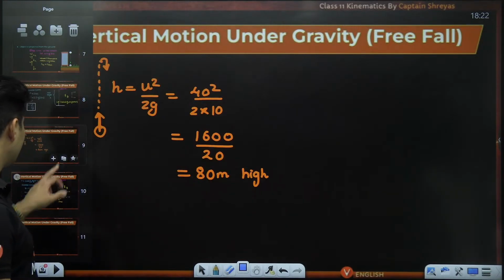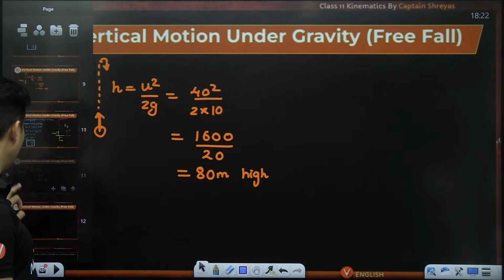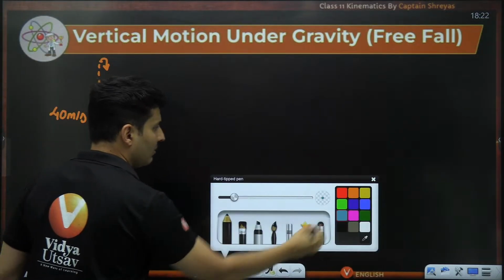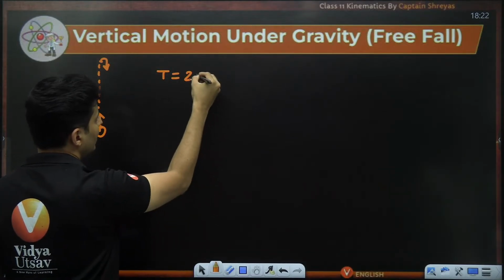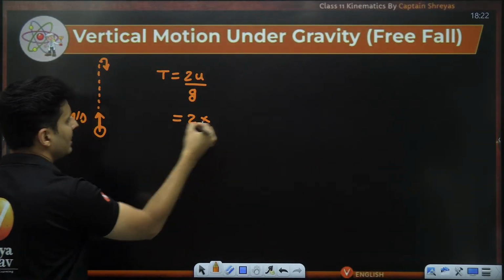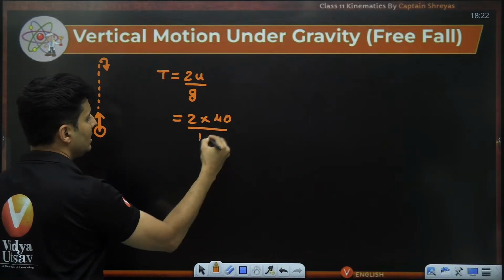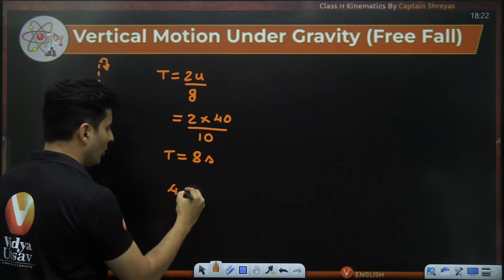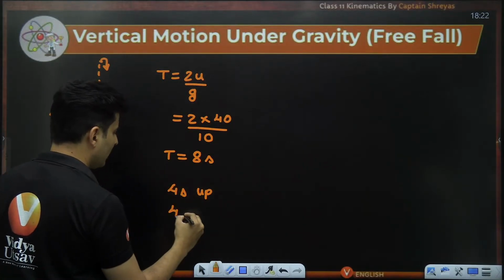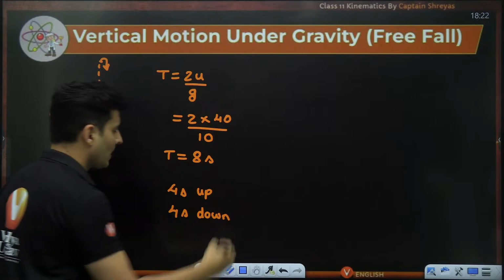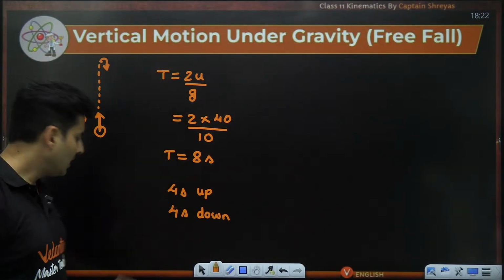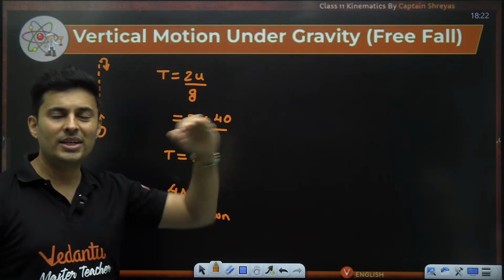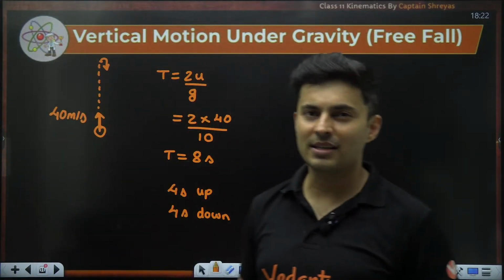So in this particular example, had I been asked to figure out what is the total time of flight, then the answer will be 2u divided by g. 2 times initial velocity was 40, g is 10, 0 cancels, 2 4s are 8. So 8 seconds. That means 4 seconds to go up, 4 seconds to come down. So after 4 seconds, it will be at a height of, I think, 80 meters. And after 4 more seconds, it will come back to its original level. That's how you solve these kind of questions.